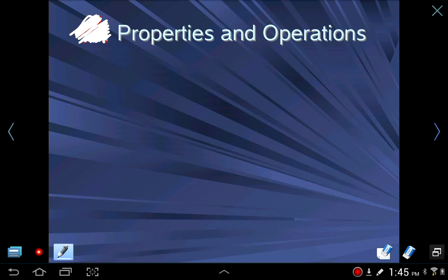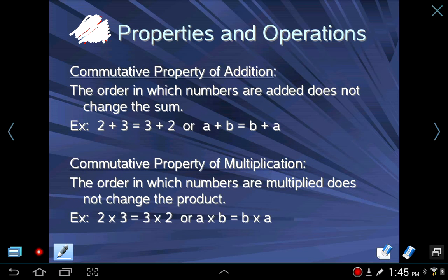Okay, the first two definitions are commutative property of addition and commutative property of multiplication. They're basically the same definition. The difference is one is for adding and one is for multiplying. So the commutative property of addition is the order in which numbers are added does not change the sum. So 2 plus 3 equals 3 plus 2. Okay, so 2 plus 3 is 5 and 3 plus 2 is 5, so that doesn't matter.